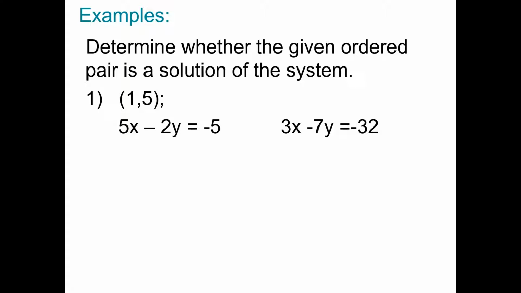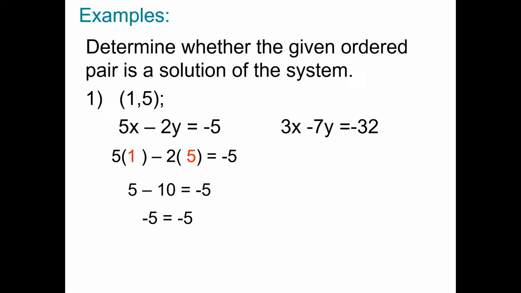So if we substitute into the first equation, I put the 1 in for the x, I put the 5 in for the y. I multiply this out. 5 times 1 gives me 5. Negative 2 times 5 gives me negative 10. And I got 5 minus 10. Well, that is indeed negative 5. Okay, cool. I've got to check the other equation, though. So, one of these equations came back as being true. That doesn't tell me anything other than (1, 5) is a solution for the first part of this system.